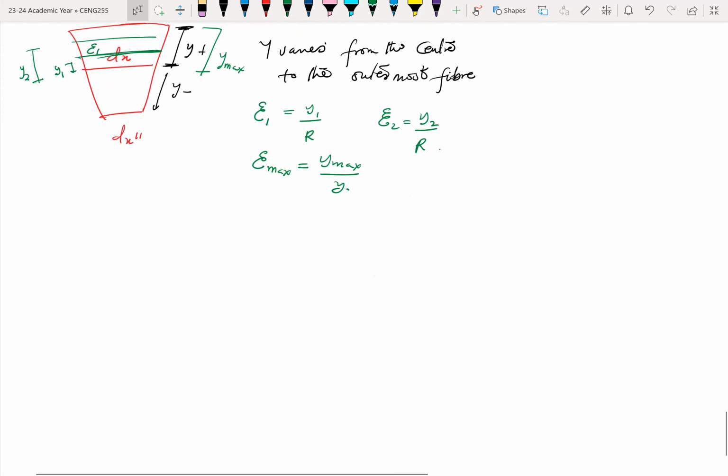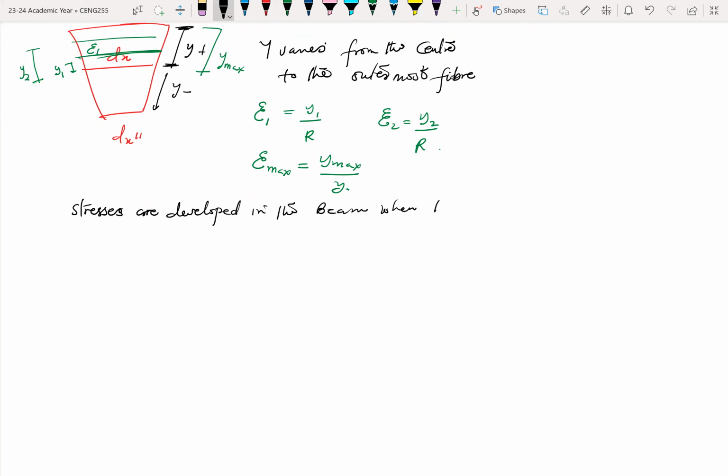Now, when beams undergo bending, stresses are developed in the beam when there is bending.